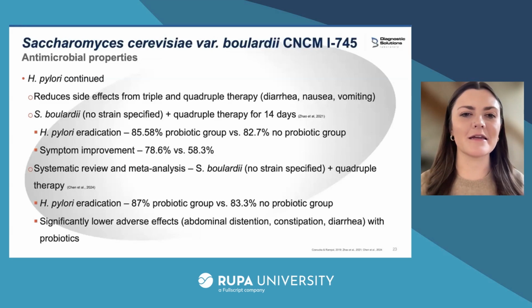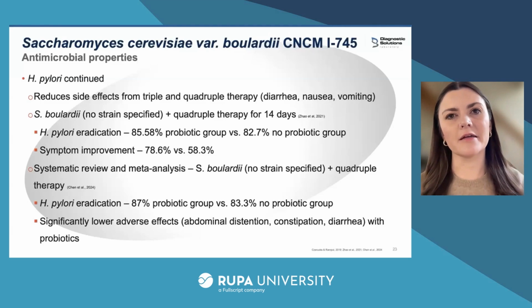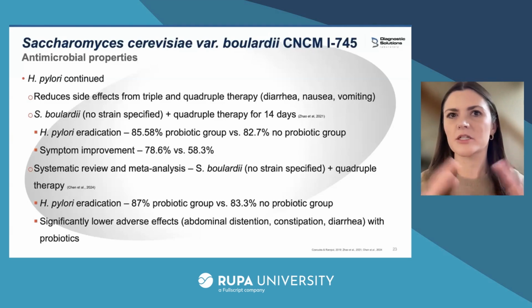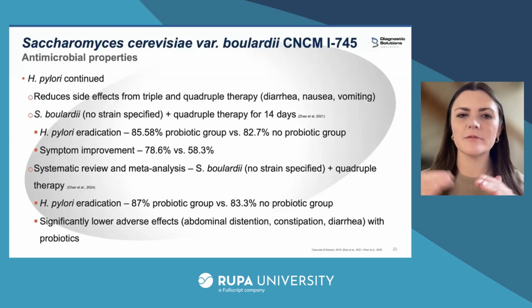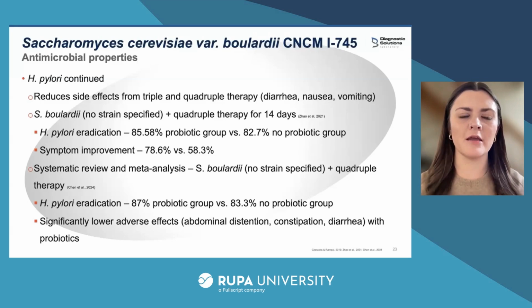So we see in this study a 78.6% symptom improvement in the group that was given the probiotic and the quadruple therapy versus a 58.3% symptom improvement in the group that did not receive the probiotic. A systematic review and meta-analysis, again, not specifying the strain, but just looking at Saccharomyces boulardii with the use of quadruple therapy, had similar percentages in terms of that eradication, but they also found that the probiotic helped to significantly lower adverse effects, which is important for compliance and also quality of life during therapy.